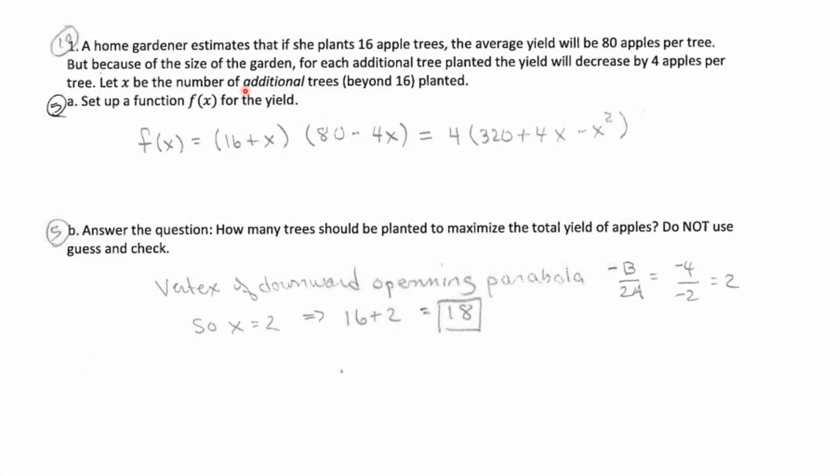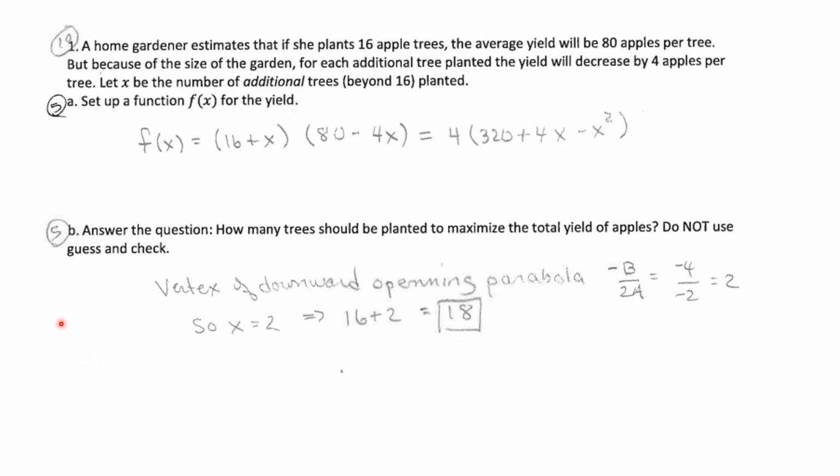A home gardener estimates that if she plants 16 apple trees, the average yield will be 80 apples per tree, but each additional tree planted will decrease the yield by 4 apples per tree, and let x be the number of additional trees beyond 16. So you have 16 plus x trees, and the yield of each tree is 80 minus 4x, and you could have multiplied that, but this is the equation that you wanted to get for part A.